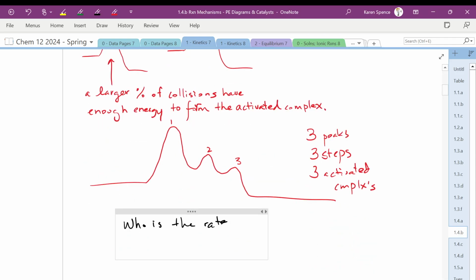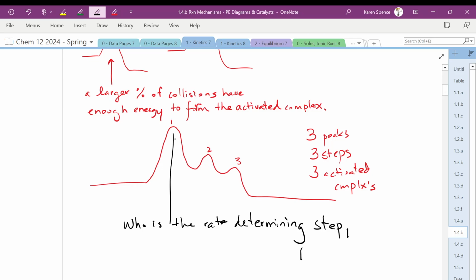No, you guys don't know which one is the rate determining step? You're going to hold up the number of fingers for the step that you think it is. 5, 4, 3, 2, vote. 1. Yes, it is 1. Okay. 1 is the rate determining step. What is the overall activation energy for this reaction?